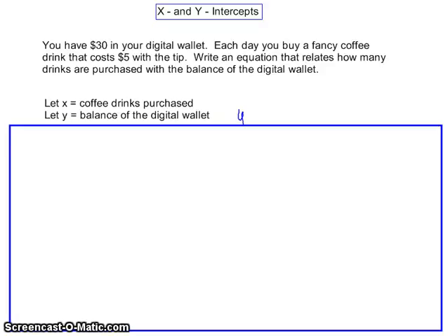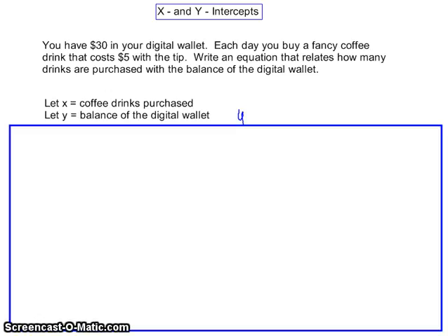Today we're going to talk about x and y intercepts. In order to give this some context, let's look at an application problem so we can visualize what this looks like. You have $30 in your digital wallet. Each day you buy a fancy coffee drink that costs $5 with the tip. Write an equation that relates how many drinks are purchased with the balance of the digital wallet.